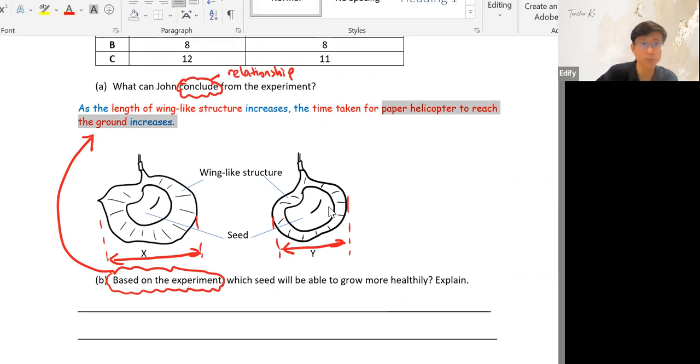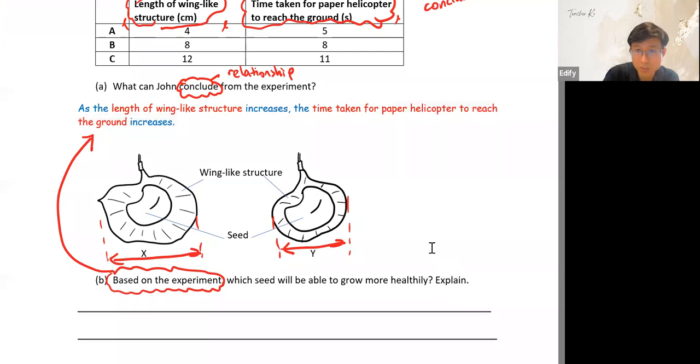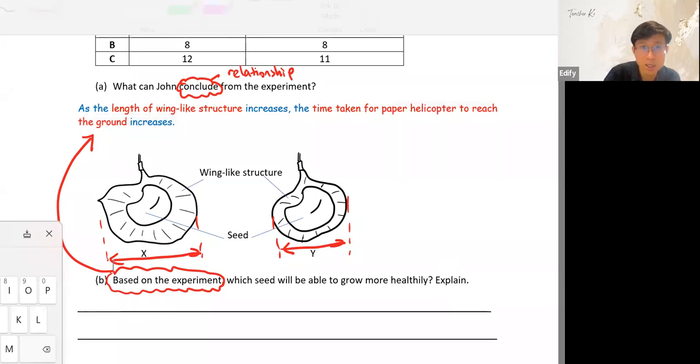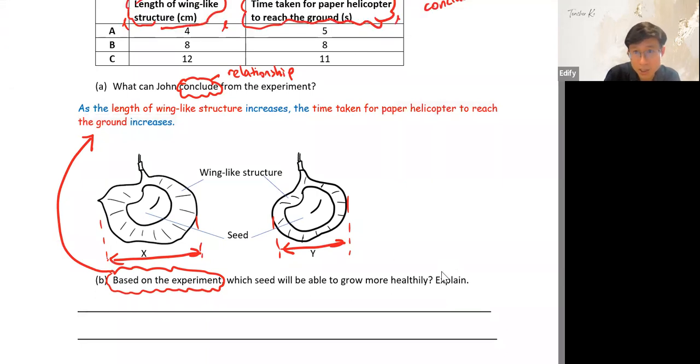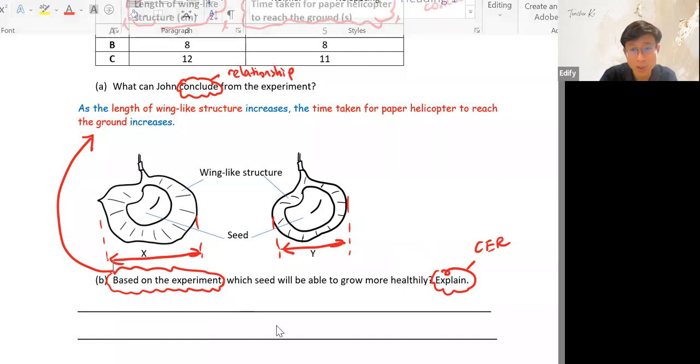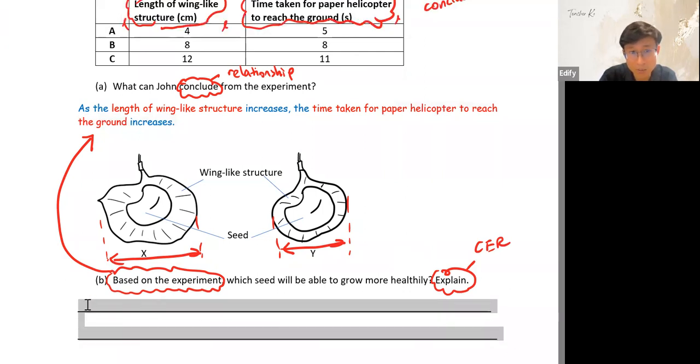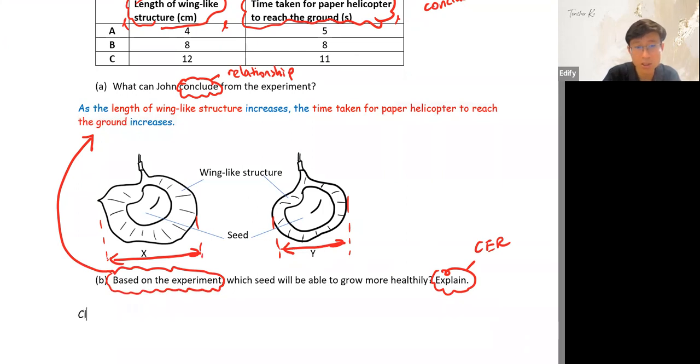So this is an explain question again. Explain meaning CER, right? So you structure your answer in terms of CER. So let's begin. Okay, give our claim. Our claim is the seed X. Evidence, what do you see here that tells you that, oh, must be seed X?